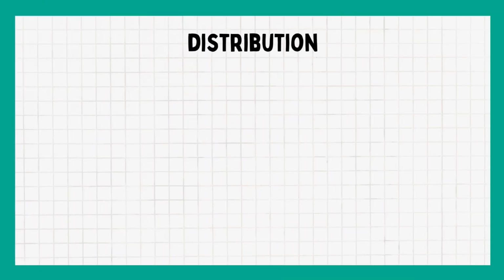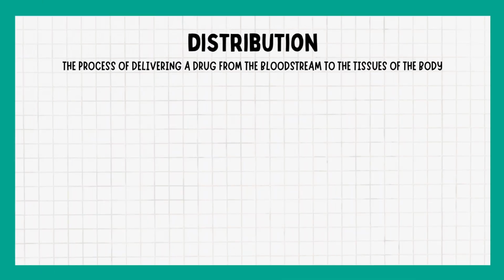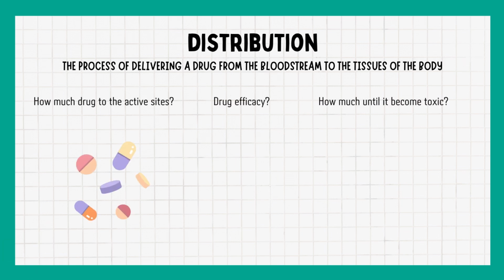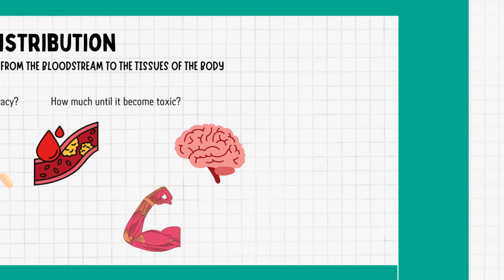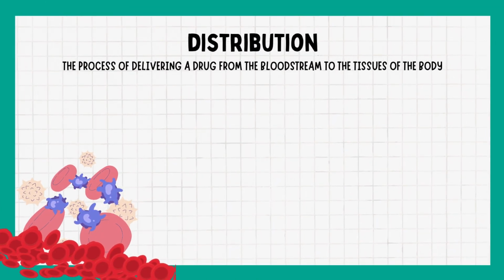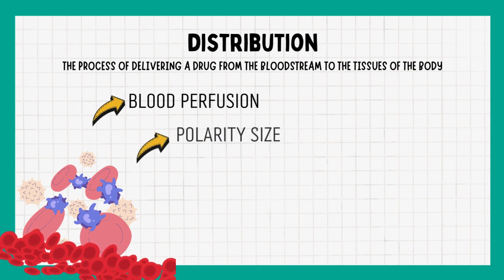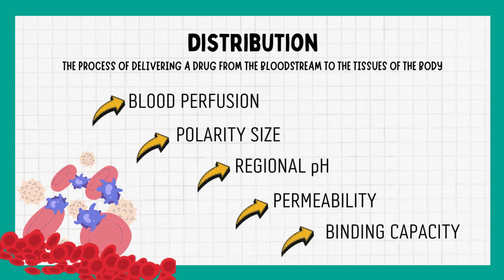The second step, distribution, describes the journey of the drug through the bloodstream to various tissues of the body. The process of drug distribution is important because it can affect how much drug ends up in the active sites, and thus drug efficacy and toxicity. A drug will move from the absorption site to tissues around the body, such as brain tissue, fats, and muscles. There are many factors that could influence this, such as blood perfusion, polarity, size of the drug, regional pH, permeability, and binding capacity.